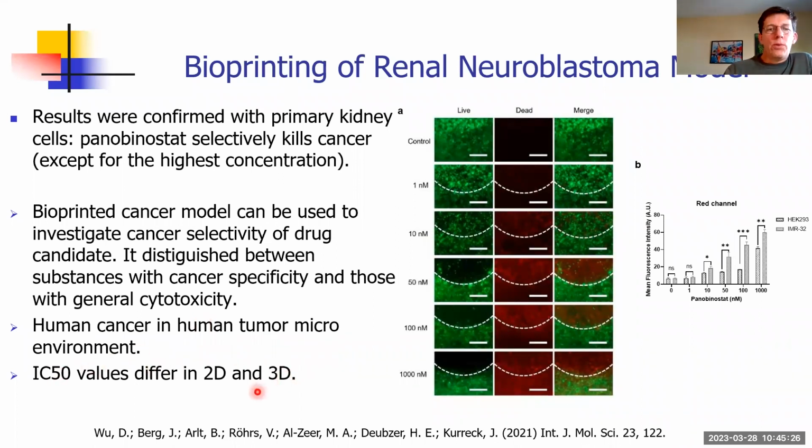Another interesting finding, which I did not go into depth too much, is that we find substantially different IC50 values for our drugs in 3D as compared to 2D. So usually there are several orders of magnitude. So the drugs have a 100 to 1,000-fold higher IC50 value in 3D models as compared to 2D models.